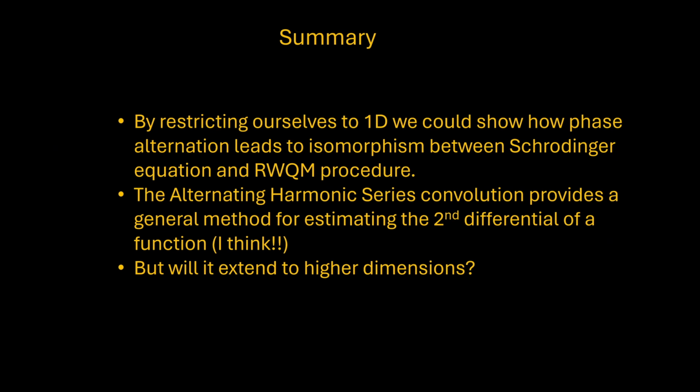There are two main conclusions from this part of the work. The first is that we were able to show intuitively why Schrodinger's equation and real wave quantum mechanics might be isomorphic, and also to show that in the case considered here, the quantitative agreement can be made to be very exact. We also showed a more general result, mathematically speaking, that the alternating harmonic series convolution provides a general method for estimating the second differential of a function. But I am no mathematician.